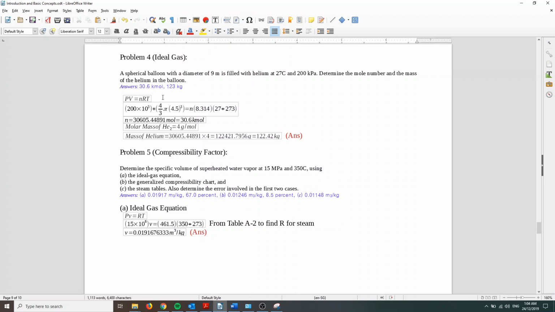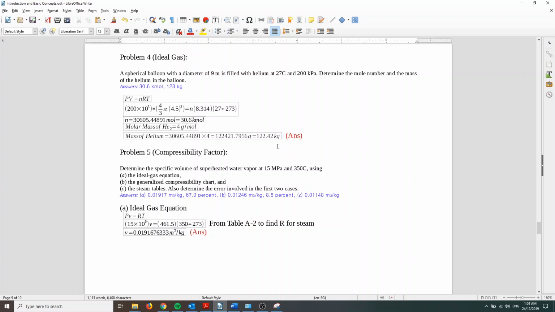We know the most basic form of the ideal gas equation is PV equals nRT, where R is the universal gas constant, which is 8.3145, but I put it as 8.314, close enough. Then I just sub in all the values that I have, and you can find the number of moles, which is 30.6 kilomole. We know the molar mass of helium is 4 gram per mole. Therefore, we can convert the number of moles into the mass of the helium, which is 122.42 kilogram. The answer is 123 in the textbook, but it's close enough.